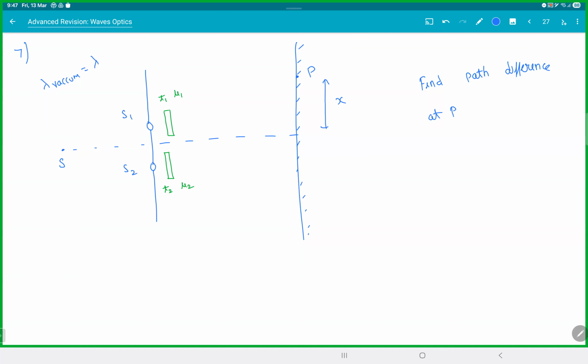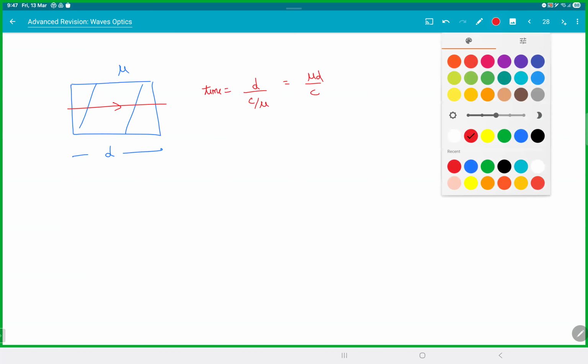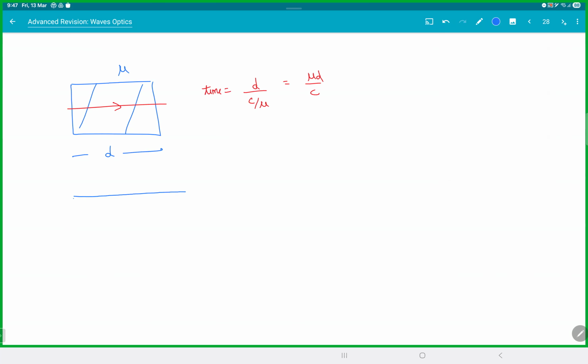Now, in case you're confused, just to give an idea there, if you have a slab of mu, and let's say the thickness is D, and if you send a light ray inside, the time taken for this light ray is D by C by mu, which is mu D by C. That means the same light ray, if it's trying to travel in vacuum, right?